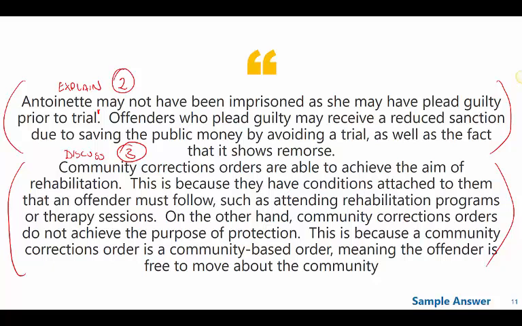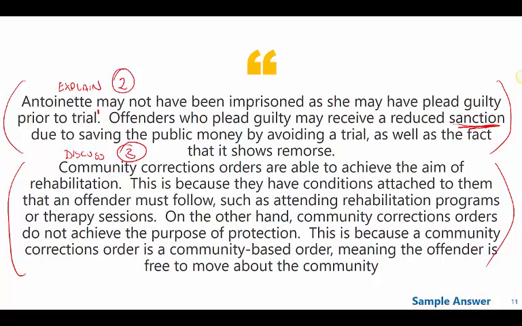Offenders who plead guilty may receive a reduced sanction due to saving the public money by avoiding a trial, as well as the fact that it shows remorse. Okay? So if you plead guilty, you may receive a reduced sanction because you've saved the public money, as well as the fact it shows remorse. Okay? Pretty simple, bang, 2 marks.